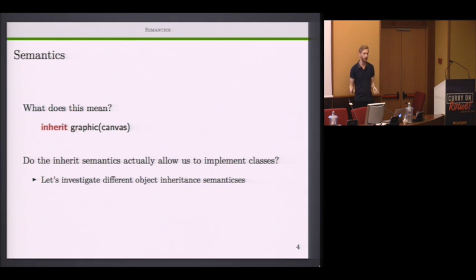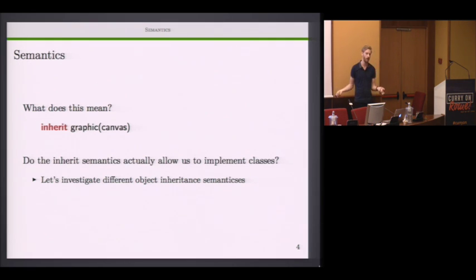So the real question is, what does it mean for Amelia to say she will inherit from graphic, this call to graphic specifically? Does the semantics of this part of the program actually allow us to implement classes in the way that we expect, and implement class inheritance specifically?